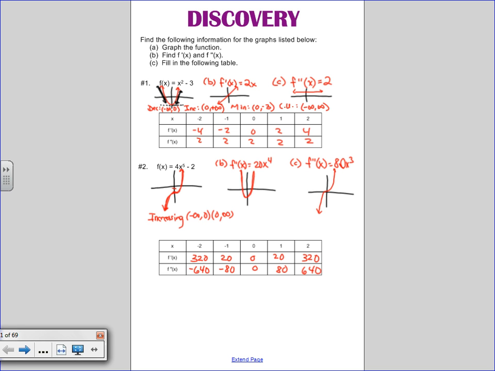Jose? Yeah. Why is this first derivative below the original? Oh, good question. It shouldn't be, because it wasn't translated down. It would be right there. Thanks, Jose. Good call.